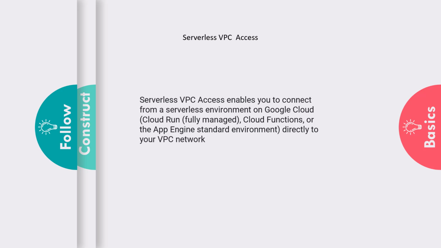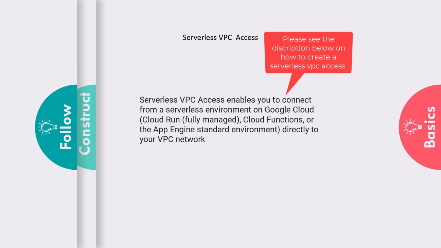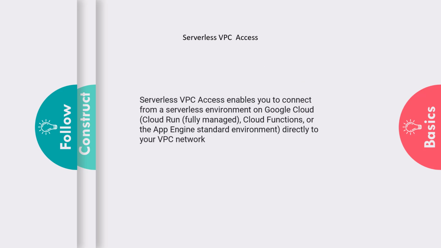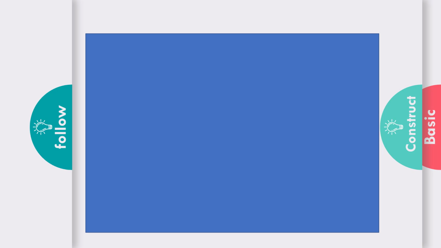So as you know, a serverless VPC gives the cloud function the capacity to connect to a particular VPC network. This I had already covered in my previous lecture, and I'm going to give a link to that particular video in the description below. So in this particular lecture, I'm going to explain to you how you can use your VPC connector to connect your Lambda to a cloud SQL.